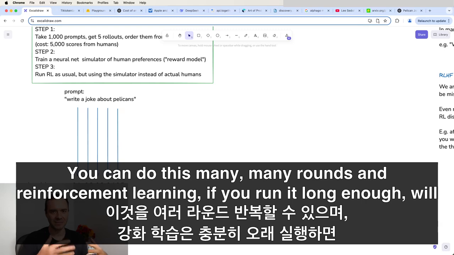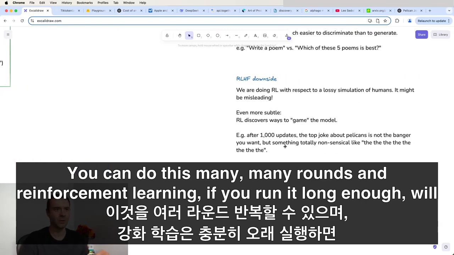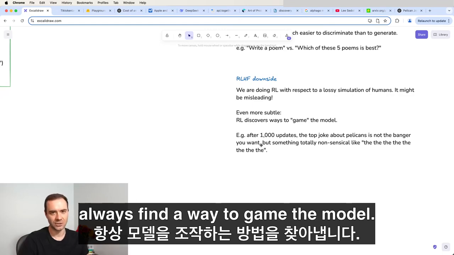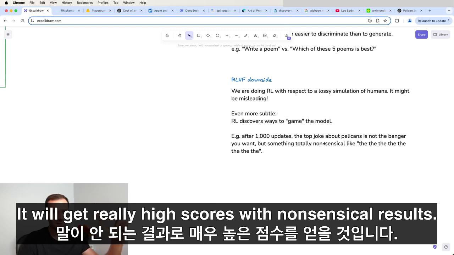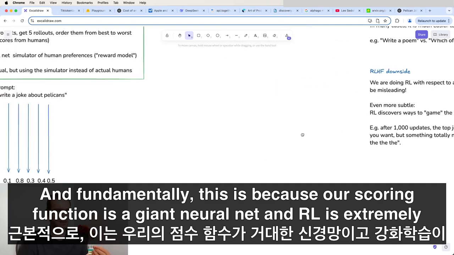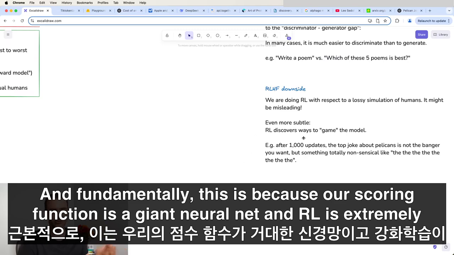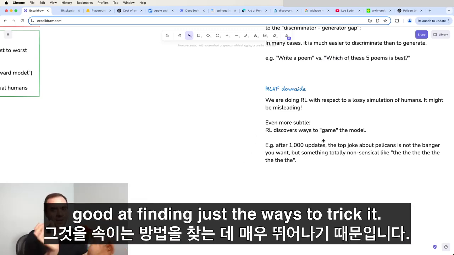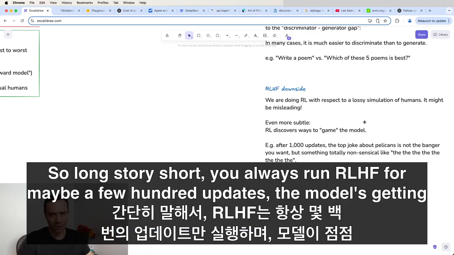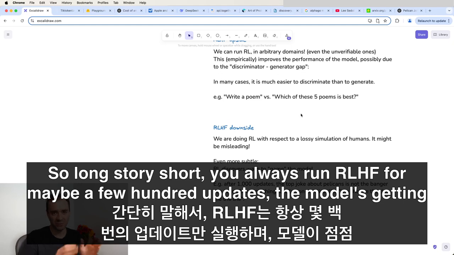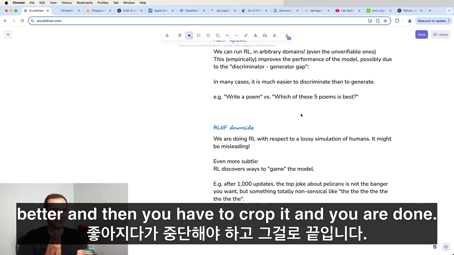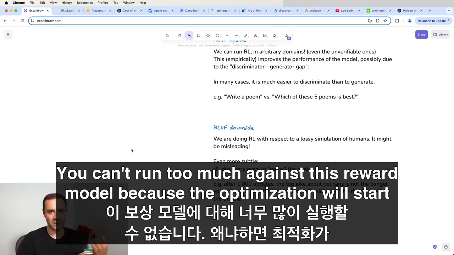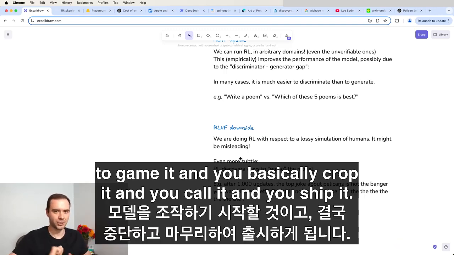You can do this many rounds, and reinforcement learning, if you run it long enough, will always find a way to game the model. It will discover adversarial examples. It will get really high scores with nonsensical results. And fundamentally, this is because our scoring function is a giant neural net, and RL is extremely good at finding the ways to trick it. So long story short, you always run RLHF for maybe a few hundred updates. The model's getting better, and then you have to crop it, and you are done. You can't run too much against this reward model because the optimization will start to game it, and you basically crop it, and you call it, and you ship it.